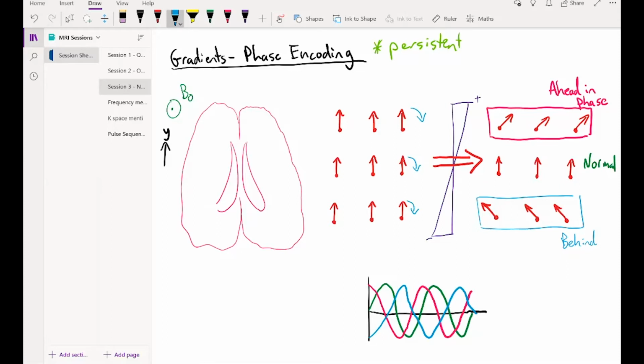Okay, so let me know if there's any questions about the 3 different types of spatial encoding, and with that, we'll move away from gradients and talk about how they're applied and how we make sense of this signal that now has different frequencies and different phases and all this fancy stuff.